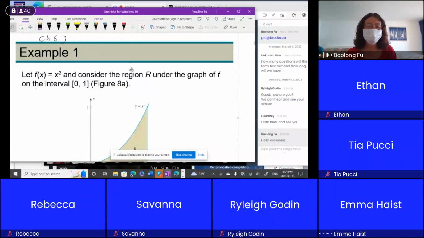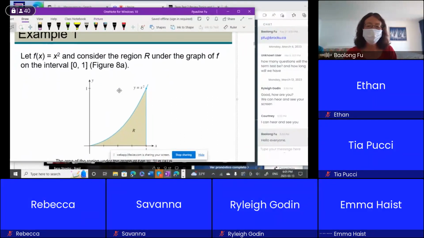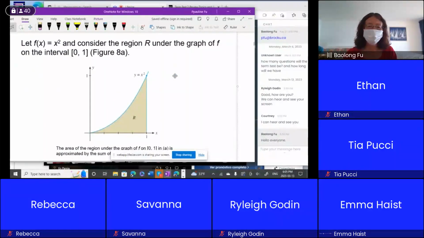All right. So, example. Let f equal x squared. Consider the region under the graph of f on the interval 0 to 1. So what you are asked to do, this is the graph y equals x squared. You are asked to calculate the area between 0 and 1. This is the question. Calculate the shaded area.